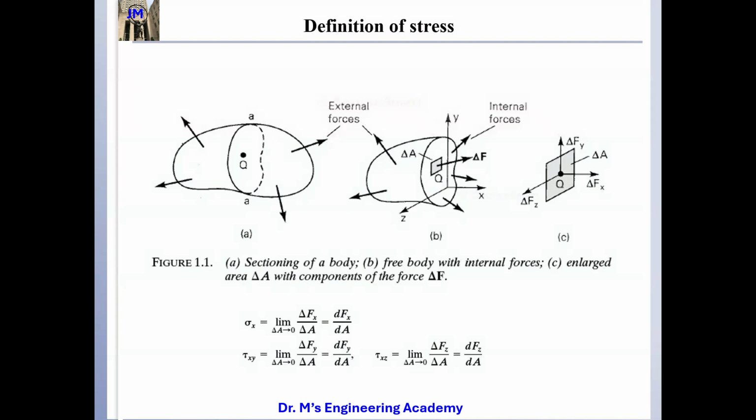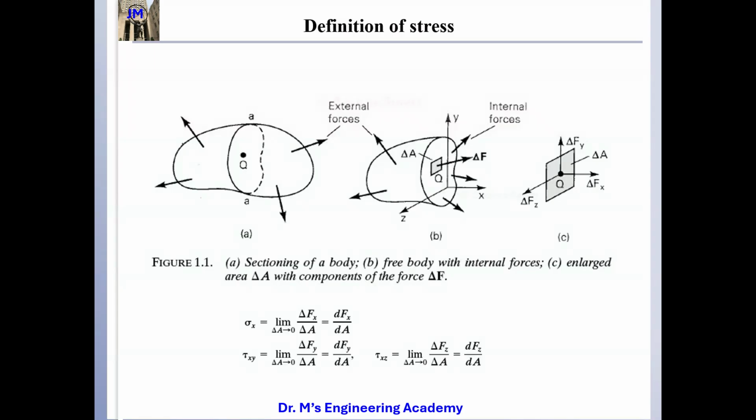So this tau xz is the same thing. X means that I'm on this plane, so this plane's normal is in the x direction. Now the actual direction of this shear is the z direction. Right? So this is just one plane.